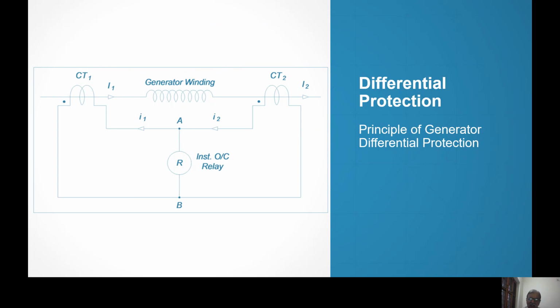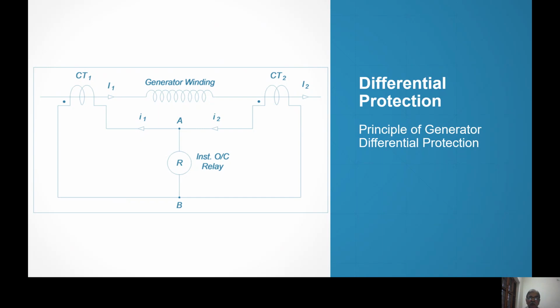So with this, after discussing class A, class B, class C, we start one kind of protection, differential protection. Very important protection for the generator. For any fault within the generator winding, this protection is the only unit protection. Any fault within the generator winding.